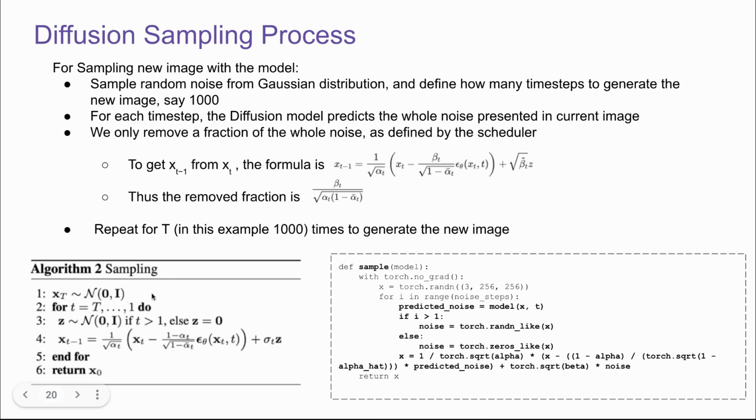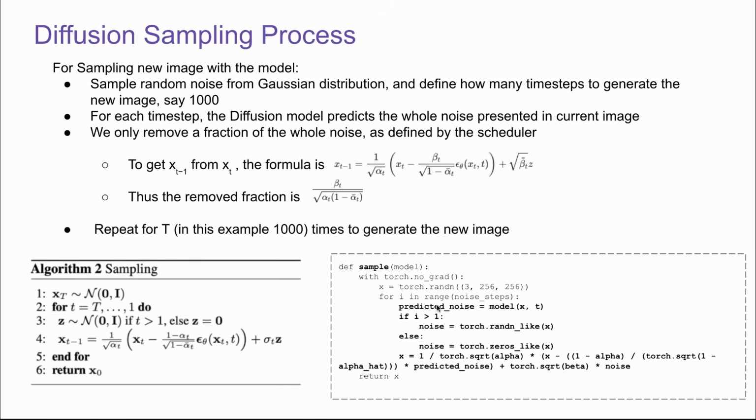The pseudocode is also very simple. First, we sample xt from standard normal distribution, and for each time step, we randomly sample z from standard normal distribution for a reparameterization trick, and then we calculate xt minus 1 given the predicted noise. And we repeat this for t times. It will return us the original image x0.